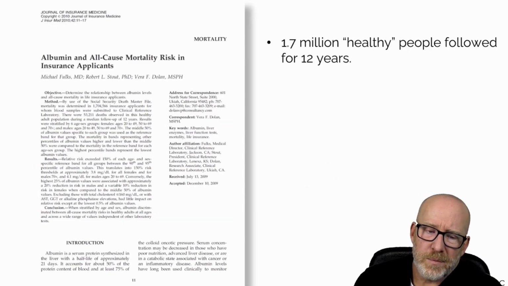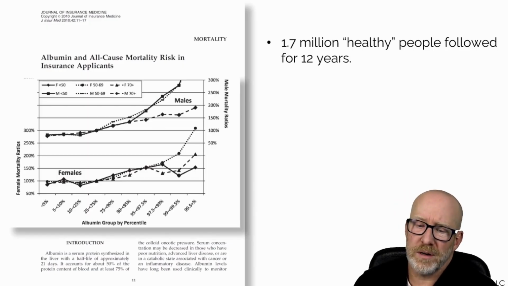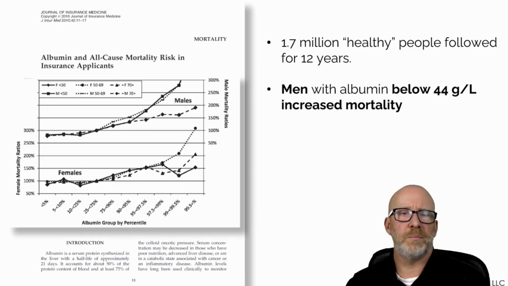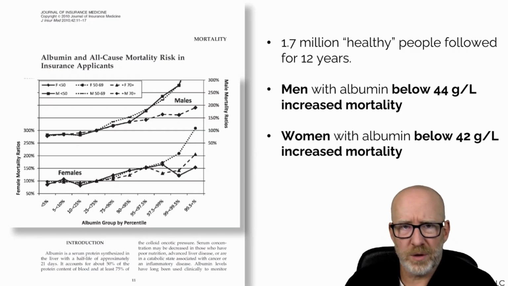And then lastly, probably the best study of all, 1.7 million healthy people followed for 12 years, and what was found was that men, when their albumin was below 44, or women, when it was below 42, had an increased chance of all-cause mortality.